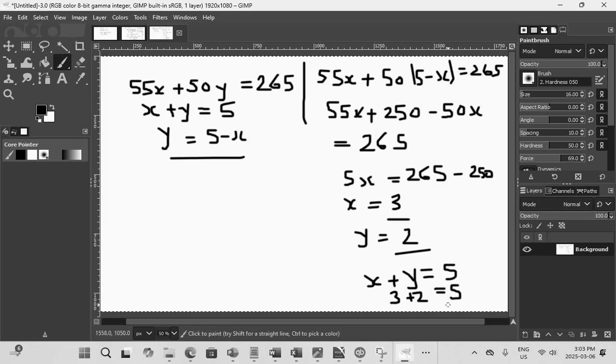This is basically how you solve for linear systems when it comes to word problems.